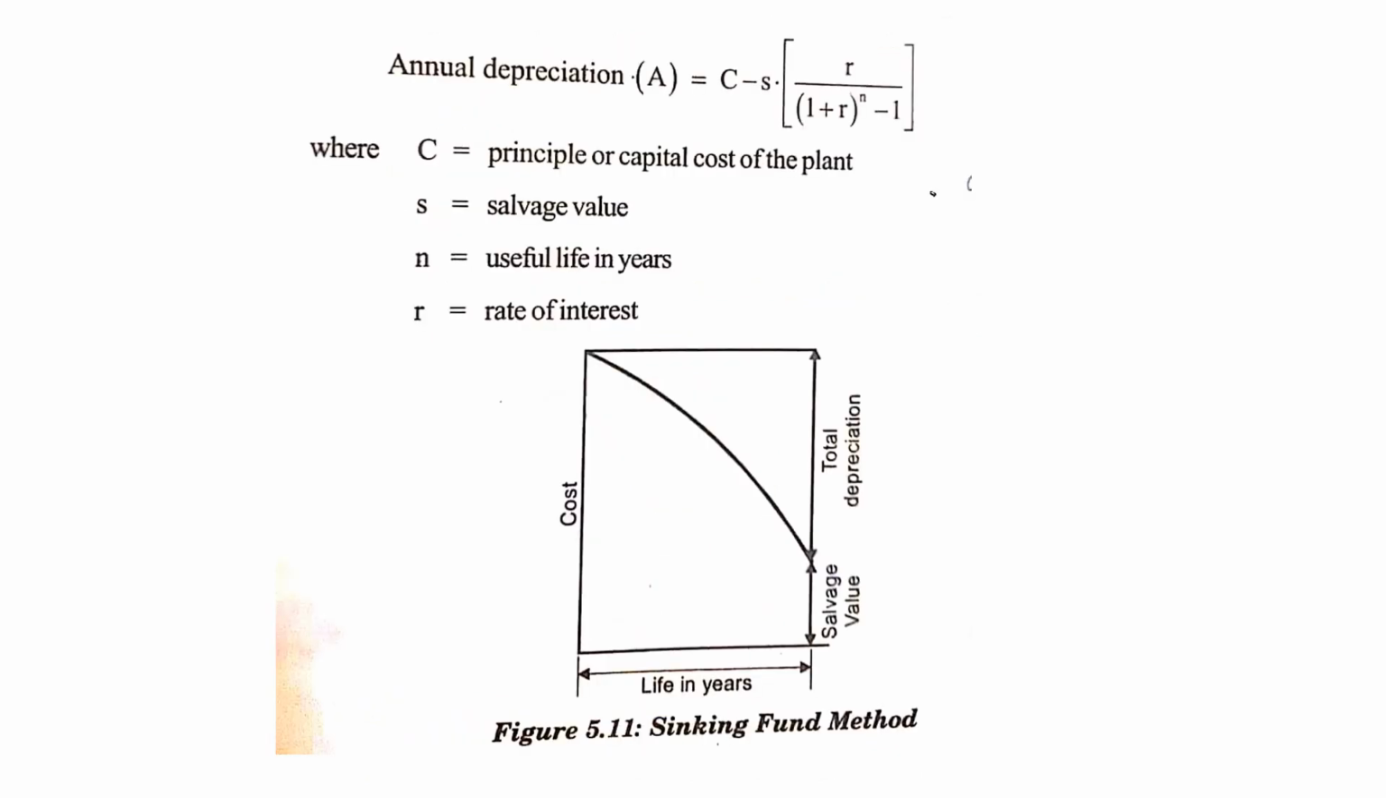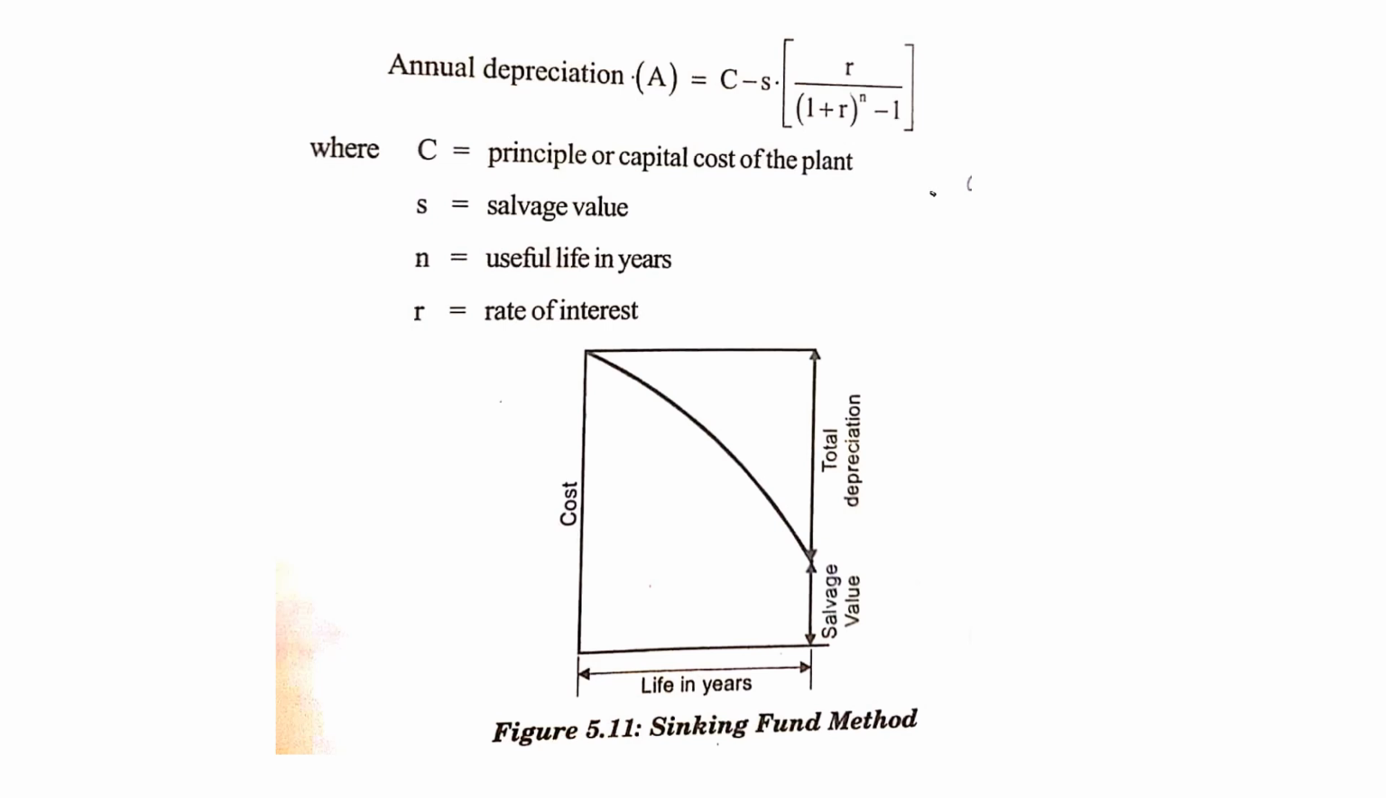This is the second method, called the sinking fund method. Sinking fund method is a method of calculating depreciation for an asset in which, apart from calculating depreciation, it also keeps aside a fund for replacing the asset at the end of its useful life. If the asset's life is 20 years, it is a costly equipment, costly machinery. So at the end of the 20th year, we have to purchase the new equipment to replace this old equipment.